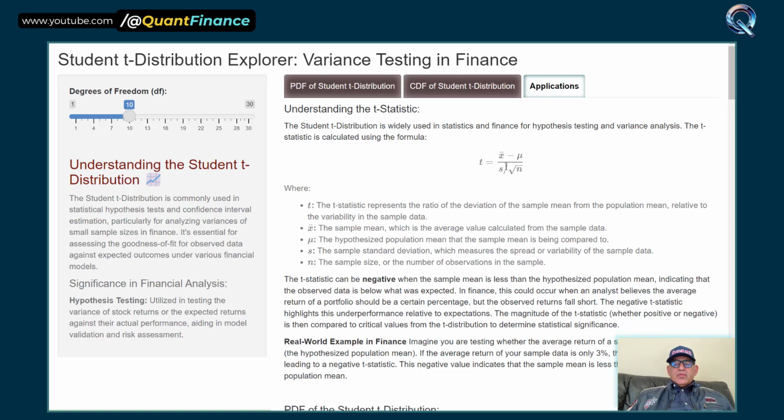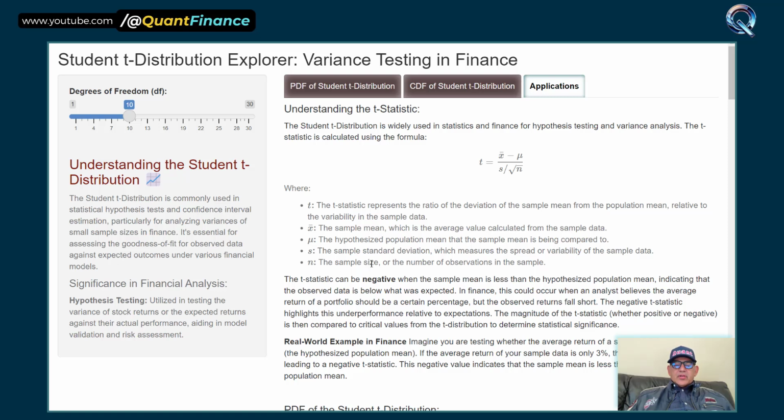What does it mean? We have a data and we have our sample, and x bar is that sample mean, and we have calculated it. We have a population mean, so we take the sample mean of our data minus the population mean, and then we divide it by what we call the variability of sample data. Here S is nothing else but the sample's standard deviation, which measures the spread or variability of the sample data.